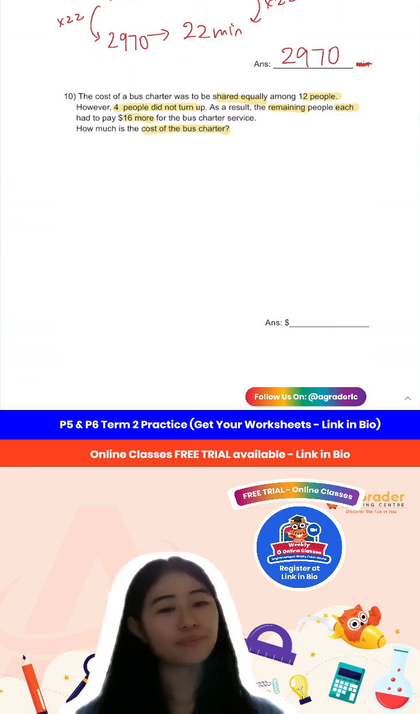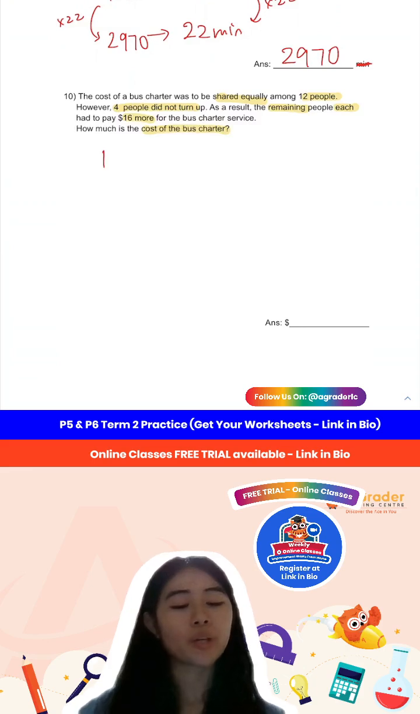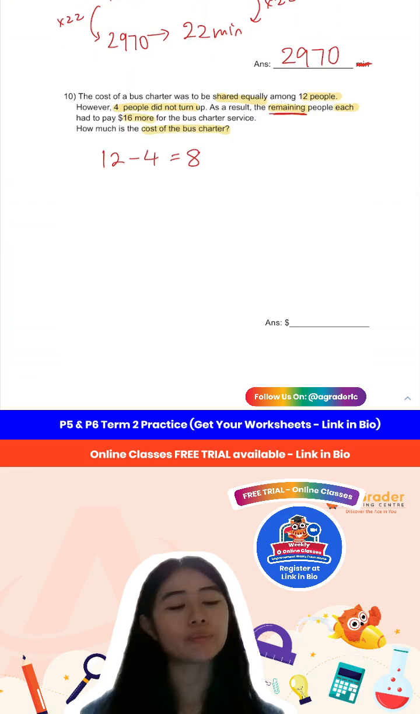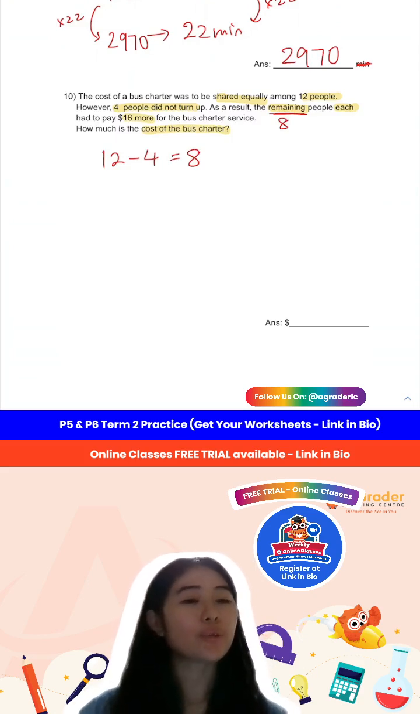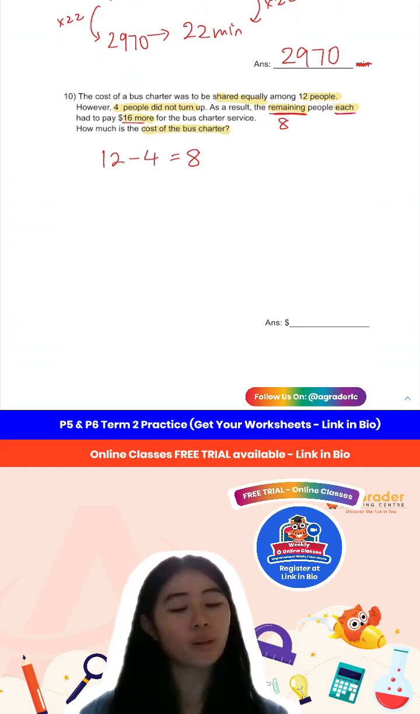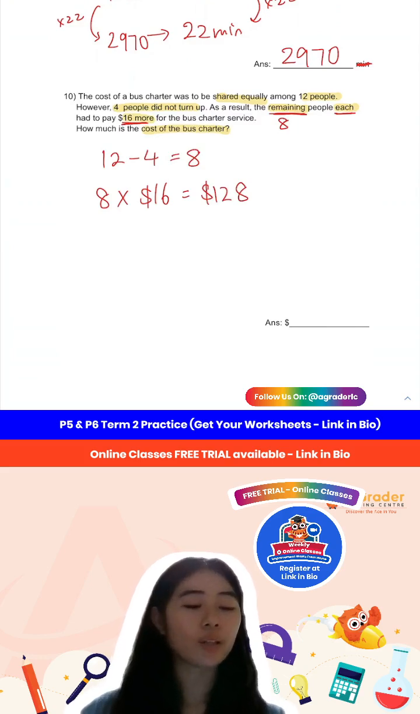Alright, so let's go through this. So at first there's supposed to be 12 people, but 4 people did not turn up. So you can use 12 minus 4. That means that you have 8 people who actually turn up, right? So that is known as your remaining people. Okay, so you have 8 remaining people, and each of them have to pay $16 more. So the 8 of them have to pay $16 more each. So you're gonna multiply that to get $128.